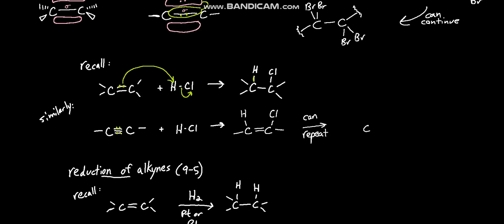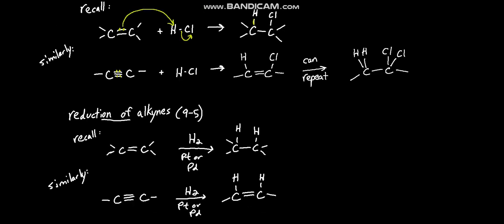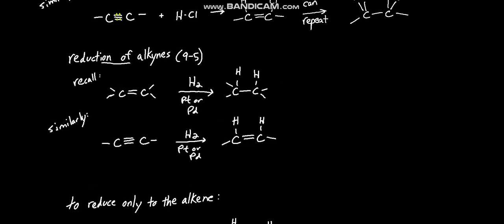And what you're going to end up with is a second hydrogen adding, and now you have two chlorines here. And so it just keeps going like that, unless there was some possibility of stopping it, like maybe if you only added 1 molar equivalent of HCl, if that was possible. Seems likely that it's possible, but hard to control.